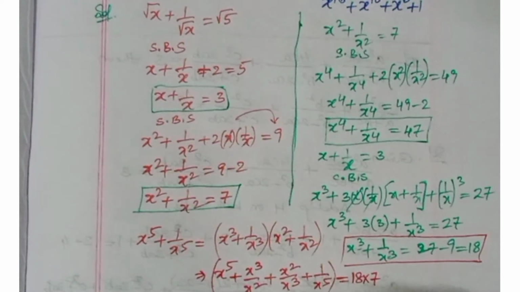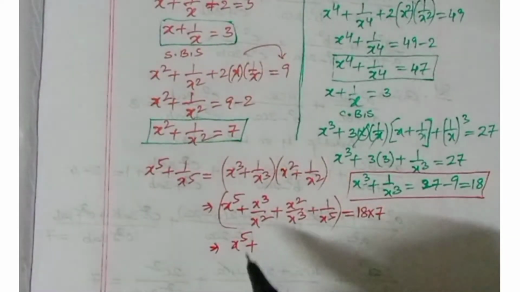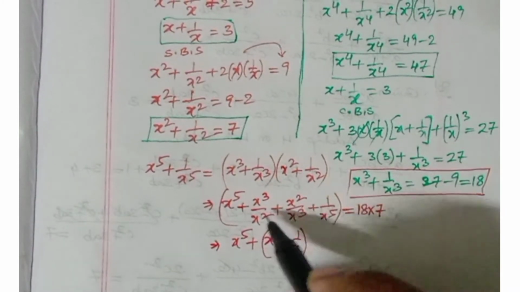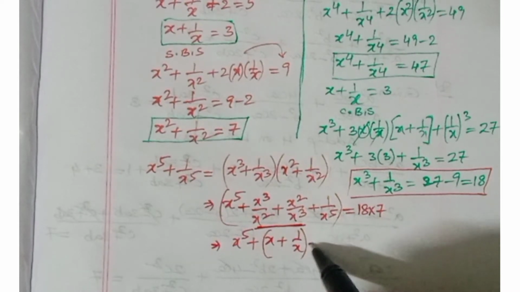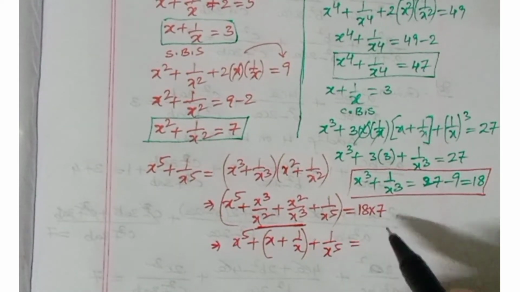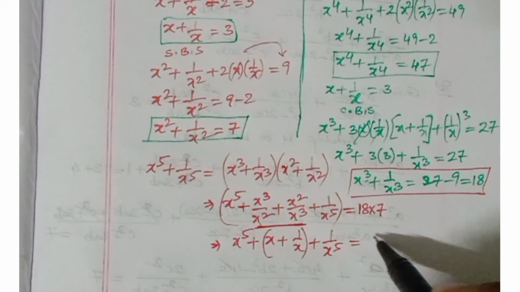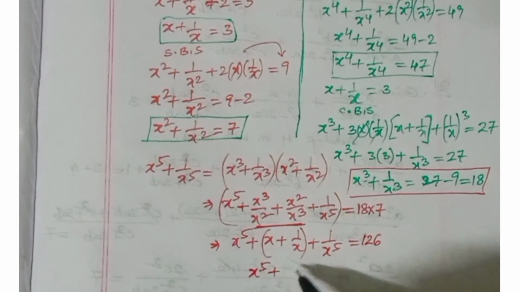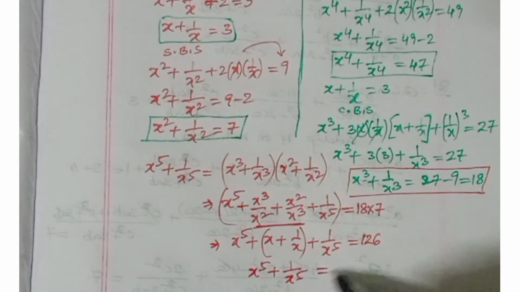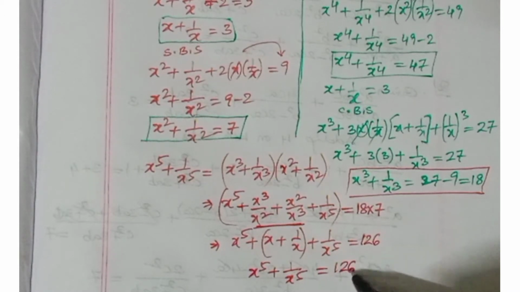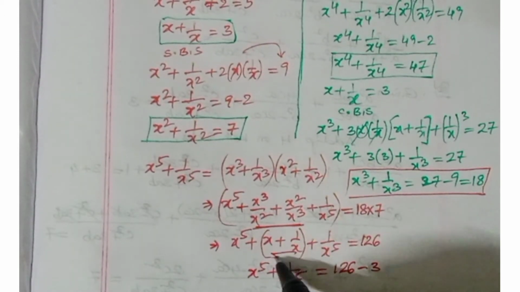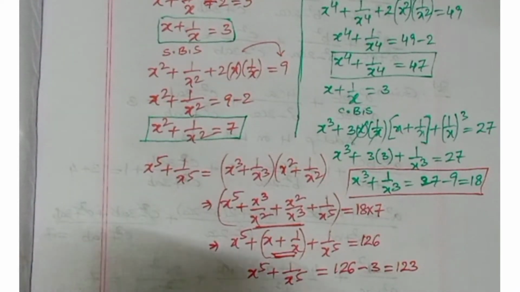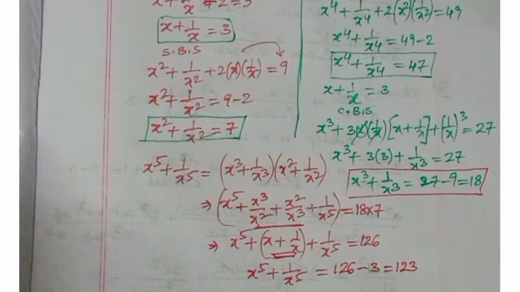So here x to the power of 5 plus, what will we get? x plus 1 by x, this value will be 3, plus 1 by x to the power of 5 is equal to 126. So x to the power of 5 plus 1 by x to the power of 5 is equal to 126 minus 3, this value is 3. So 123 you are getting now. So these are the values we are having now.